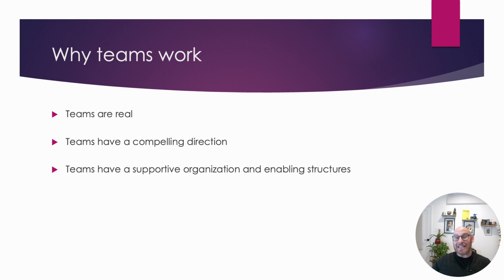Third, teams need a supportive organization and enabling structures. The organizational context, which includes the reward system, the human resource system, and the information system, must facilitate teamwork. Enabling structures like well-designed tasks, the right number and mix of members, or clear and enforced norms of conduct will be successful. Teams must also know how to communicate and facilitate team activities.